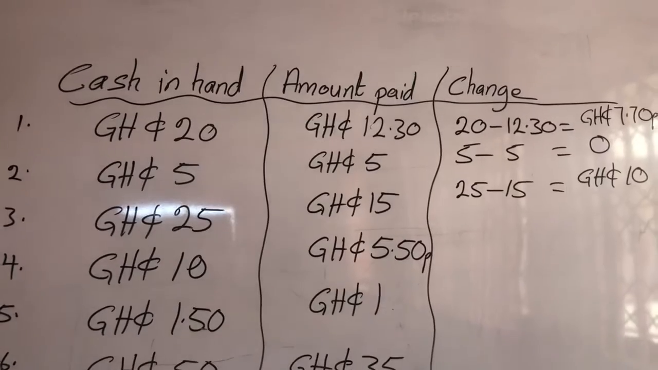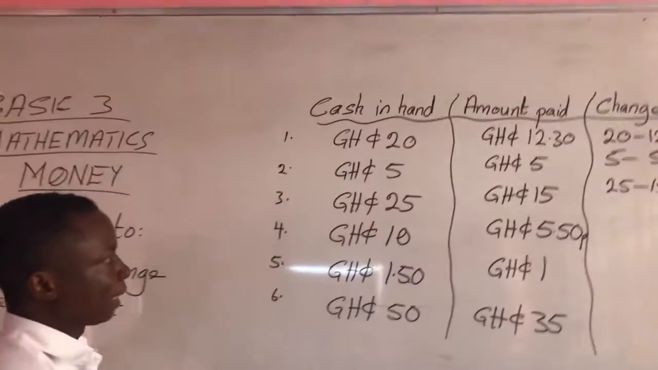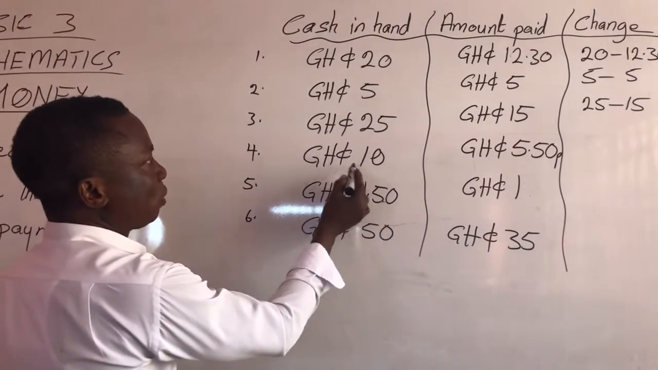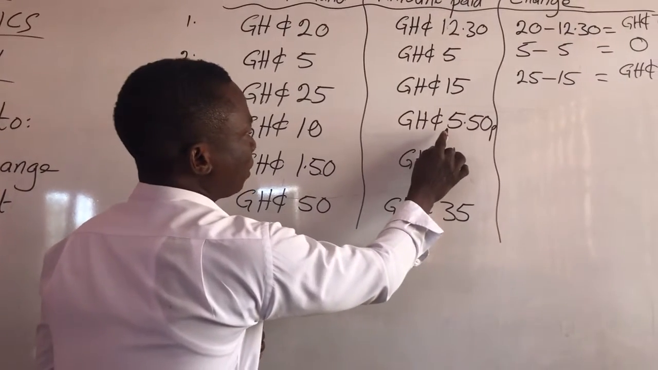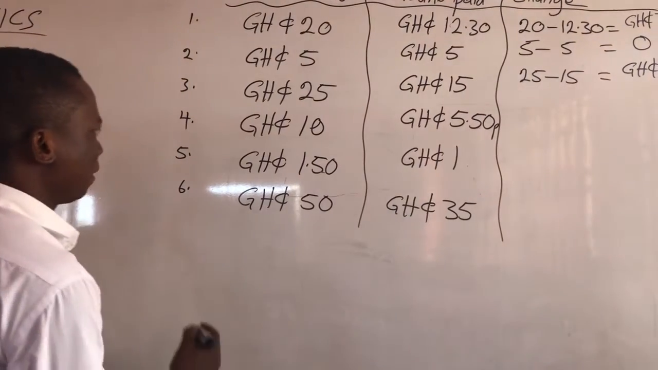Try it. Alright, let's solve it together. You are given what? 10 cedis. You have 10 cedis at hand. And you paid someone what? 5 cedis, 50 pesos. How much will you be left with?